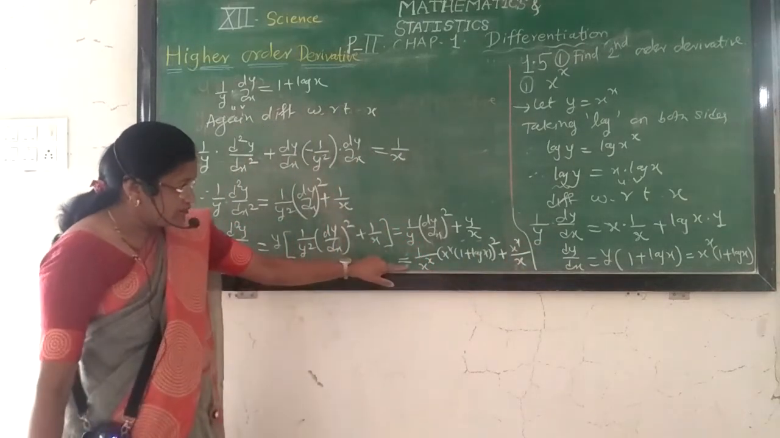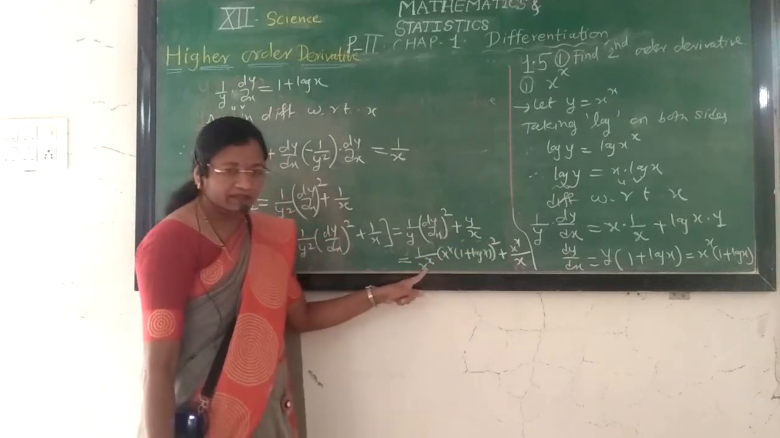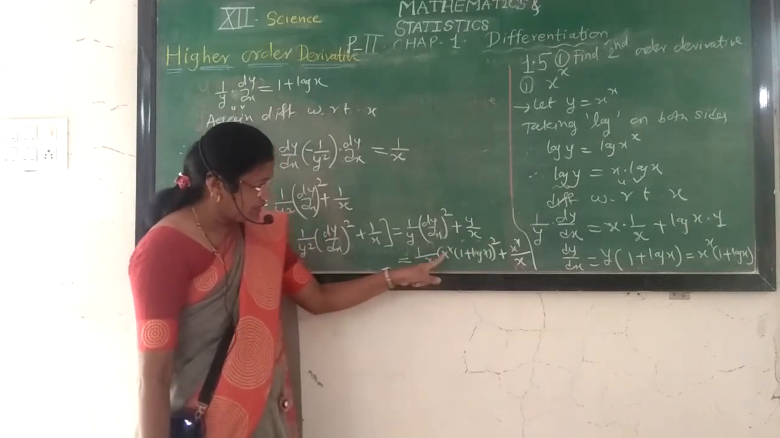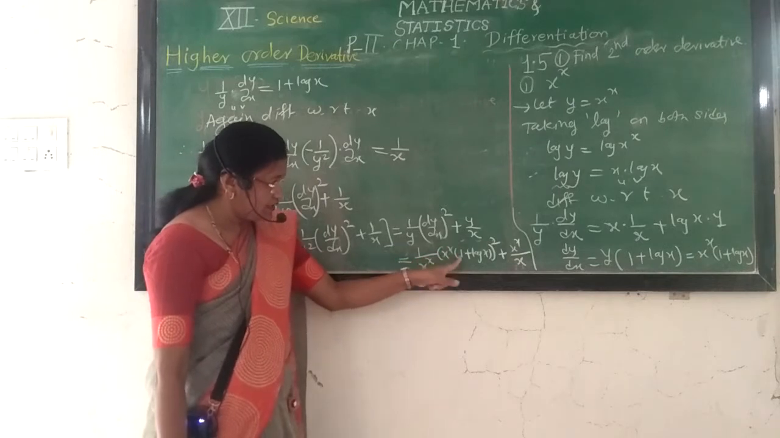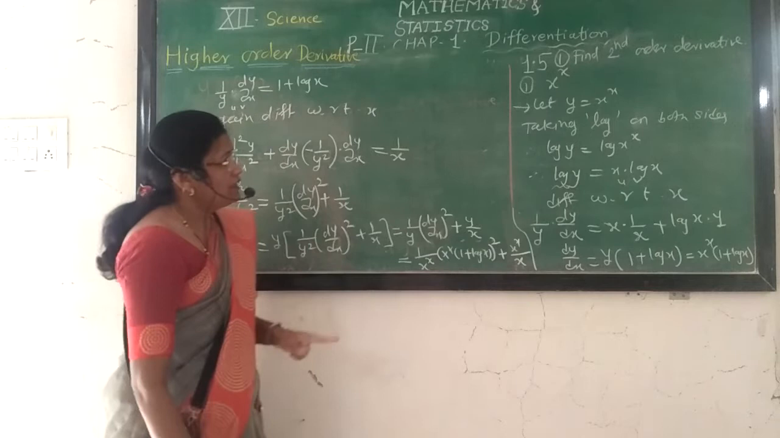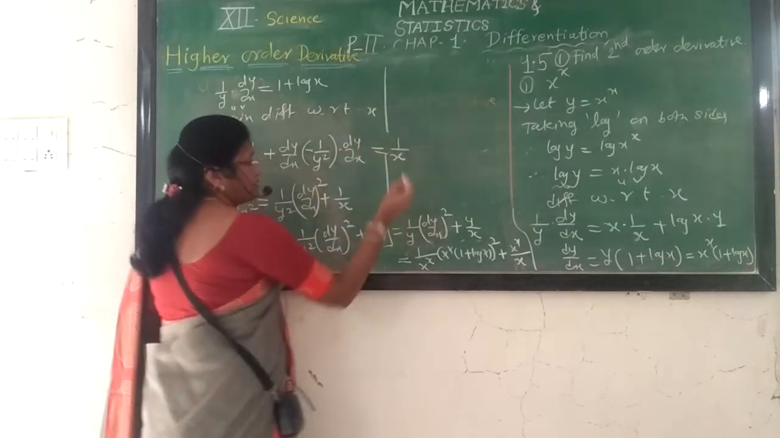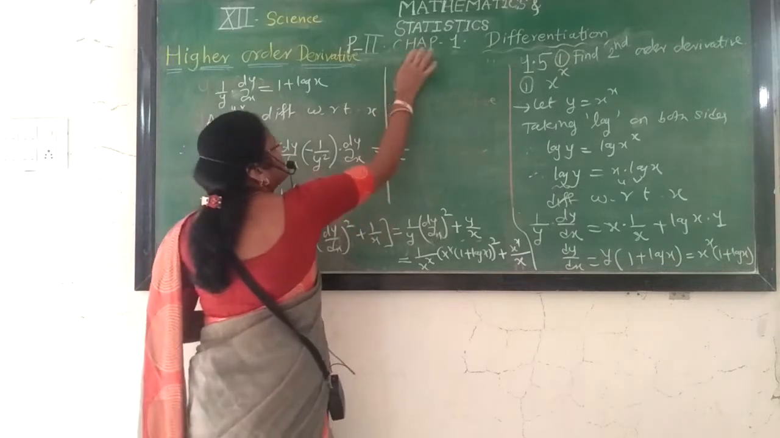But for the first step, we may simplify this x raised to x as a square form and this can be divided. So for the first step, you may write only x raised to x into (1 plus log x) bracket square plus x raised to x upon x. And therefore, we get the final answer again for this.